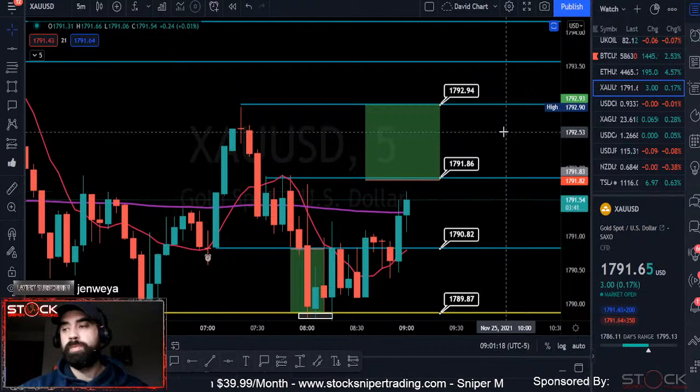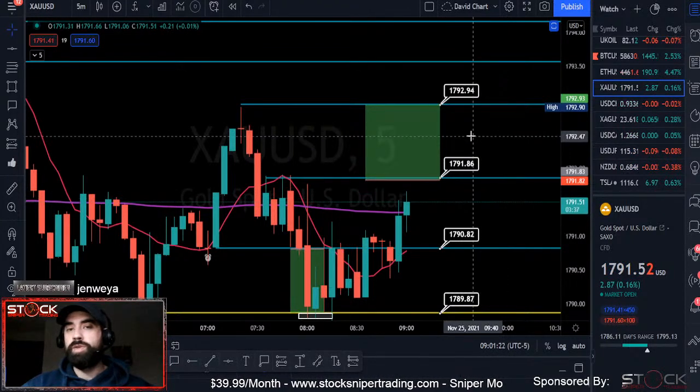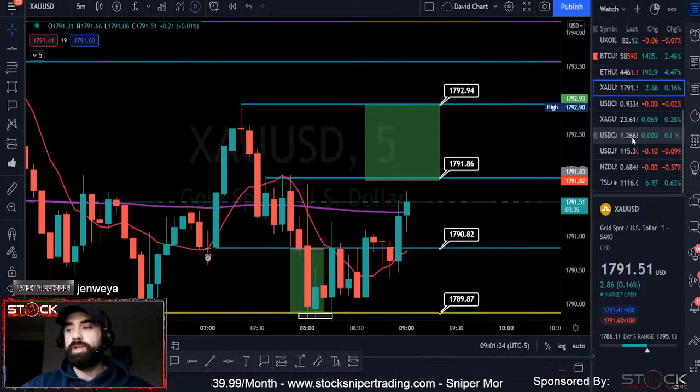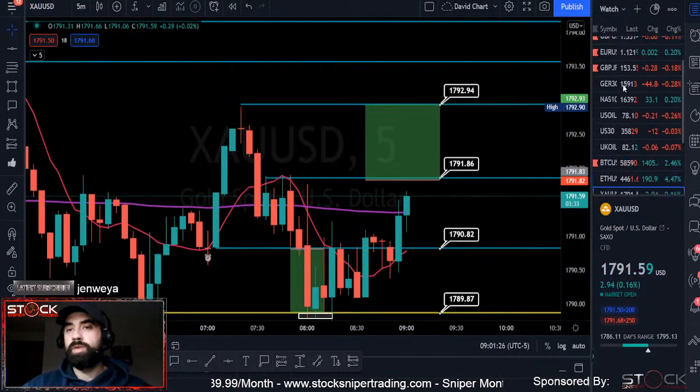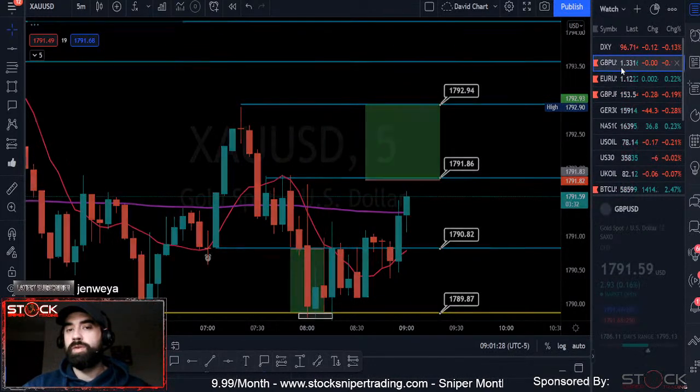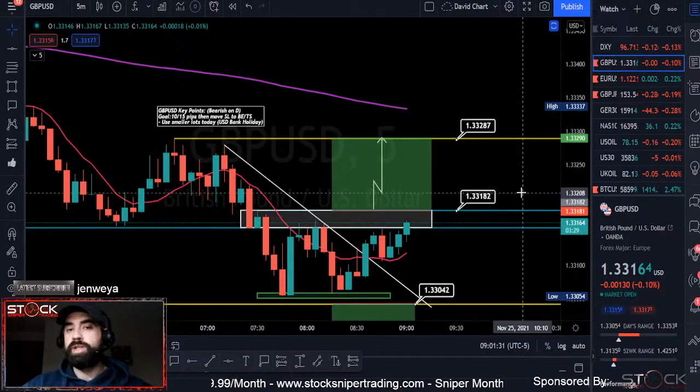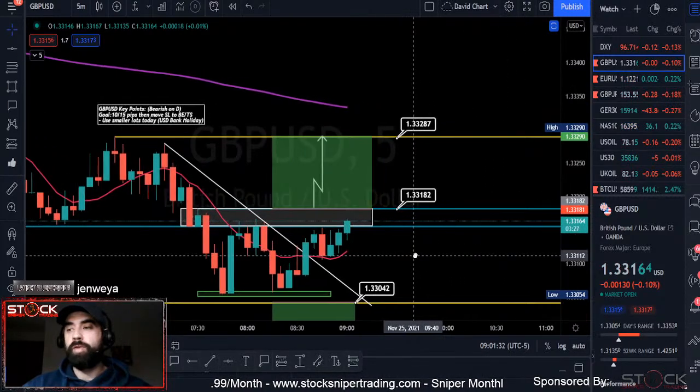GU is starting to make a rise. There's GU, guys. It's starting to break. Let's see if we're going to get an overall push now.